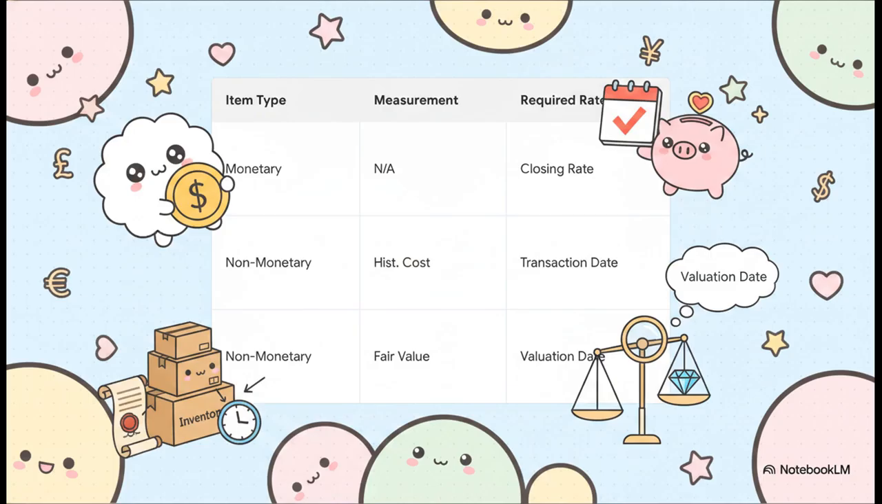You stick to that original transaction date rate. Now, if they happen to be measured at fair value, you use the rate from the exact date that valuation took place. Simple rules, but you absolutely have to follow them strictly.